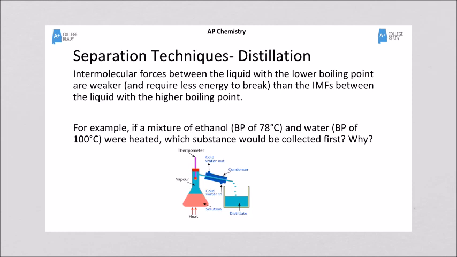So this also indicates intermolecular forces, because the liquid with the lower boiling point, hopefully this is starting to catch on, has weaker IMFs. It takes less energy to break. It's the one that boils first. So if we had a mixture of ethanol and water, which substance would be collected first? Well, it would be the one with the lower boiling point, because ethanol has weaker IMFs than those of water. And that concludes this first PowerPoint.